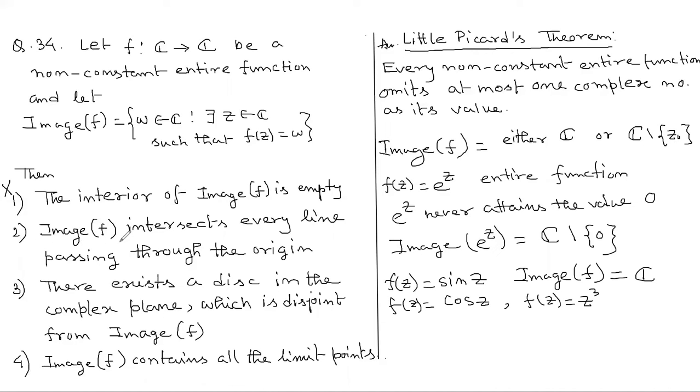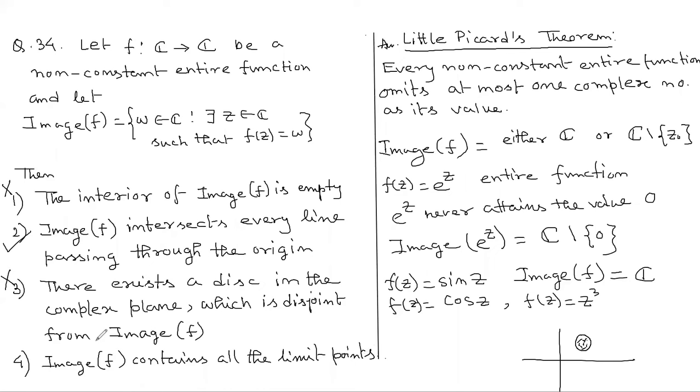Now the second option, image f intersects every line passing through the origin. This is correct because the image is the whole complex plane. And the third option is there exists a disk in the complex plane which is disjoint from image f. So that is also not possible. Any disk in the complex plane will contain infinitely many points of the image. So this is also incorrect.